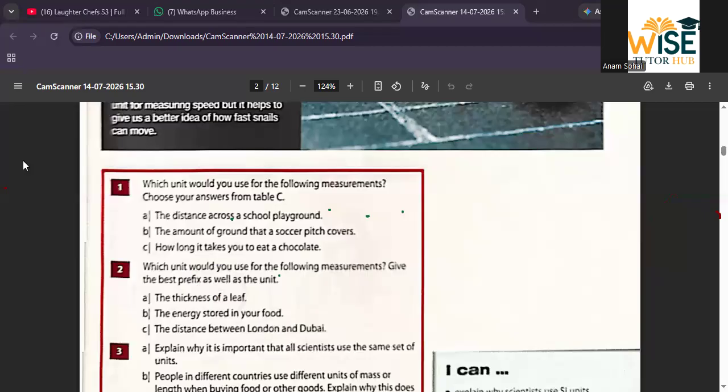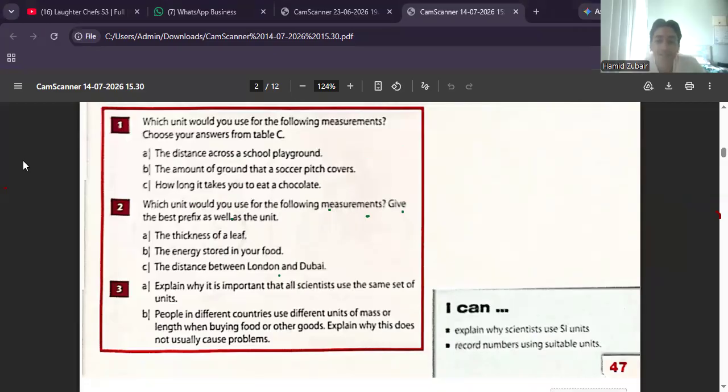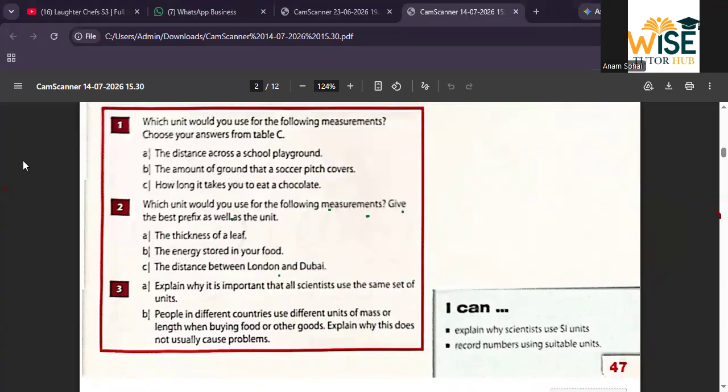Explain why it is important that all scientists use the same set of units. Yes, Hamid? So that they can avoid misinterpretation of values and confusion between one another. Yes. Measurements can be accurate, confusions and mistakes are avoided, results can be compared worldwide. Not only do they perform the experiment only in that city or only in that country, so results can be compared worldwide through experimentation.